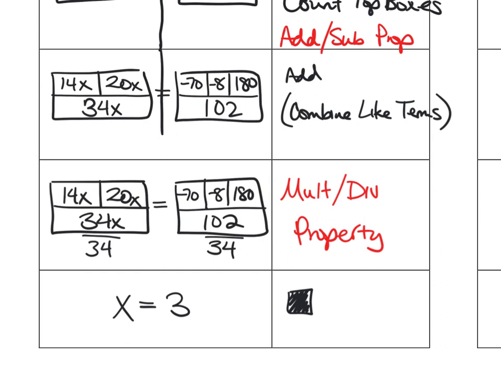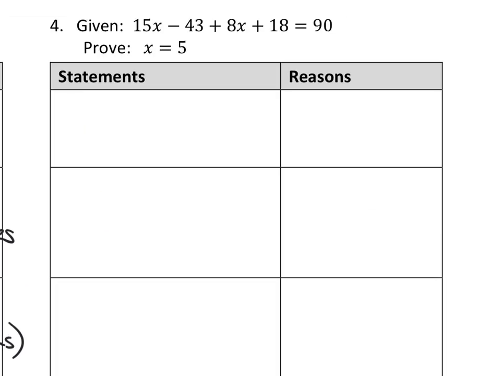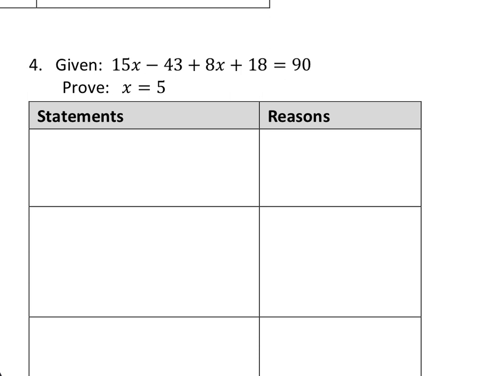Okay, it's time for you guys to try one on your own. We've got example 4 over there. Example 4 says 15x minus 43 plus 8x plus 18 equal to 90. Ooh, bonus question again. If two angles add up to 90, what are they called?